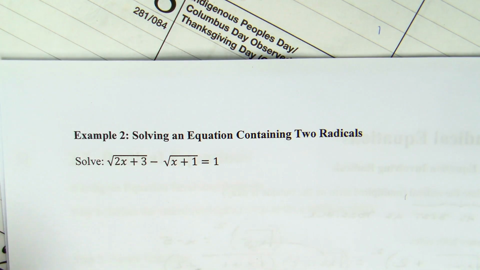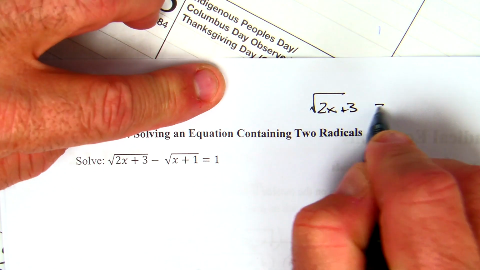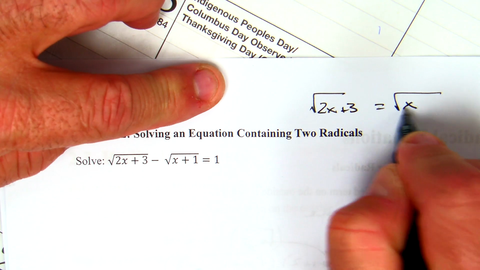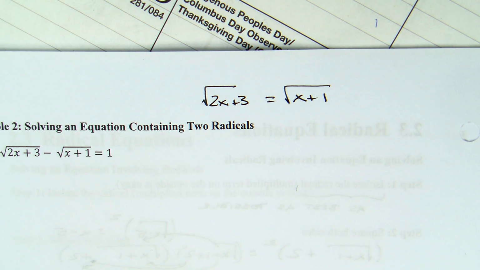Now, on a side note, I'm just going to put this up here. Square root of 2x plus 3 equals square root of x plus 1. If my equation looked like that, could I just square both sides? Yes. And then what would the square roots do to each other? Cancel out. Does that make sense? So if you see something like that, you're not going to go through all this.